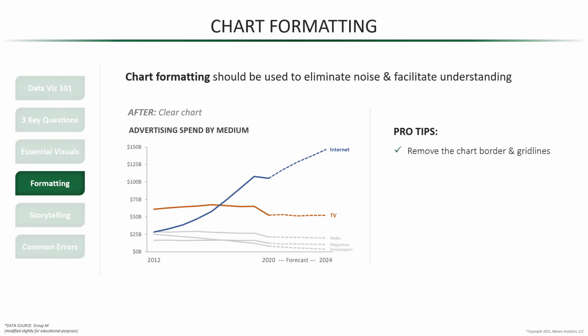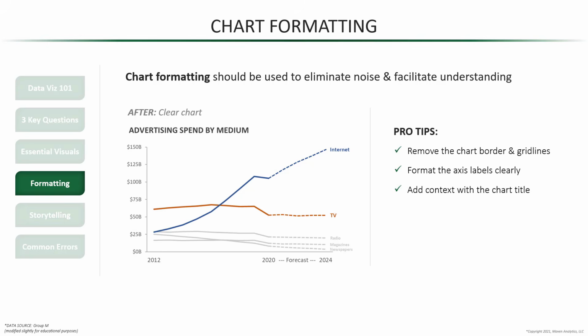Number 1, remove the chart border and grid lines. They're not adding any value. Number 2, format the axis labels clearly. So now you can clearly see that we're looking at billions of dollars on the y-axis, and we're looking at years from 2012 to 2020 on the x-axis, and then a forecasted period up to 2024.